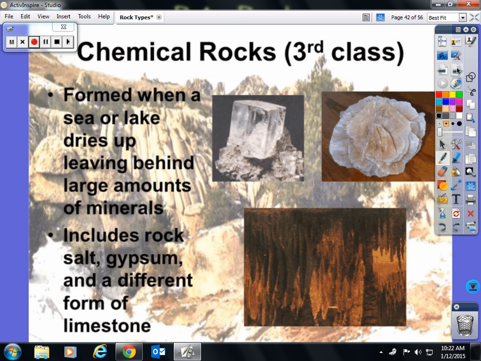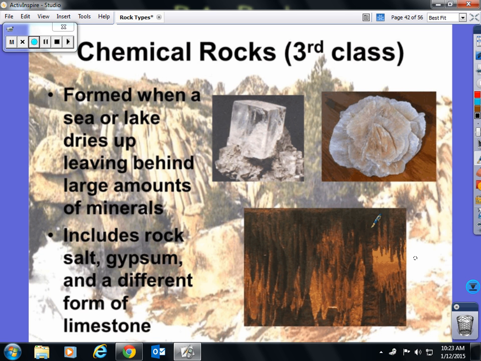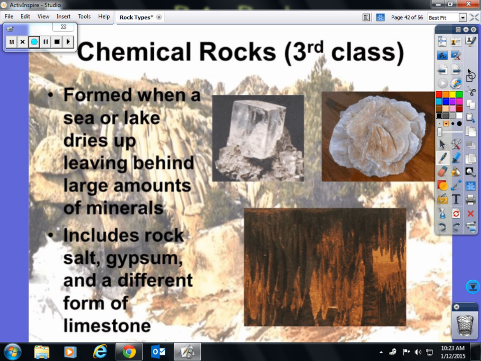Okay, chemical rocks are your last sedimentary class. This means that there had to be some kind of chemical reaction. Large amounts of minerals left behind as water evaporates, or inside the caves as the water drips down. So we have rock salt, which is your halite. We have gypsum. This type of limestone that forms the stalactites and stalagmites is another example.